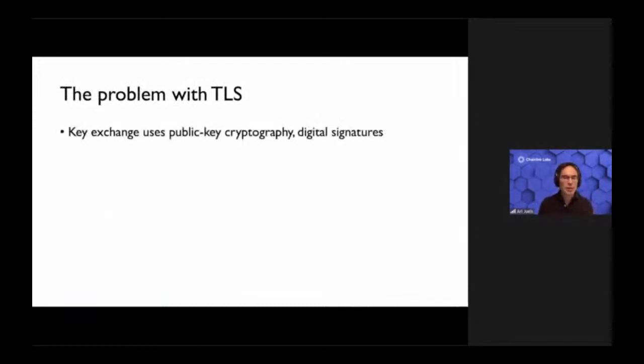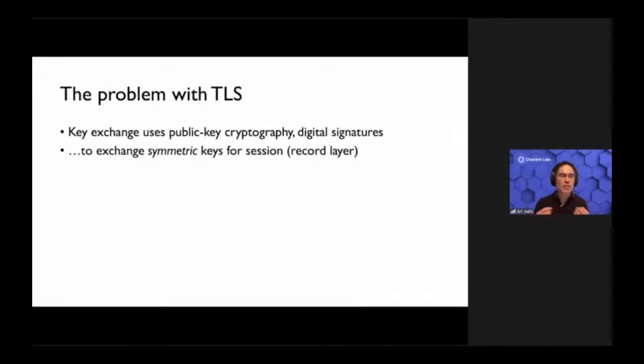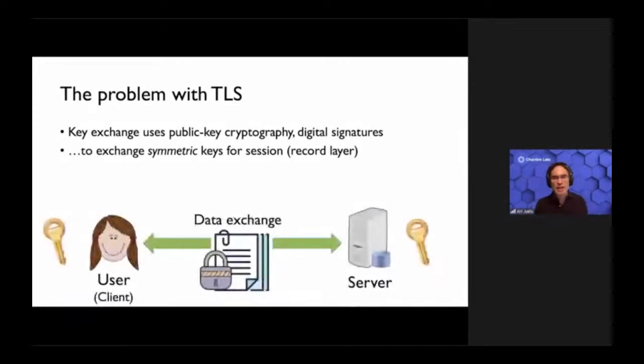It does indeed use public key cryptography and digital signatures to perform key exchange, but this is to exchange symmetric keys for the session, for what's called the record layer. In other words, when data is exchanged between Alice and the server, it's secured using a key that the two of them share. They're using what's called a MAC, or message authentication code, rather than a true signature. Consequently, Alice is just as capable of signing data, in this sense at least, as the bank is.